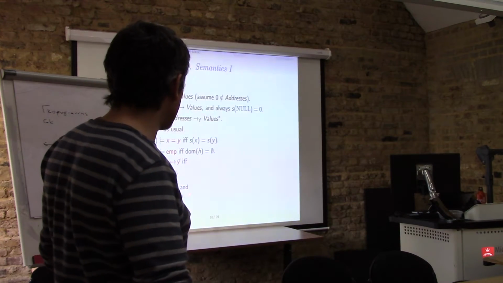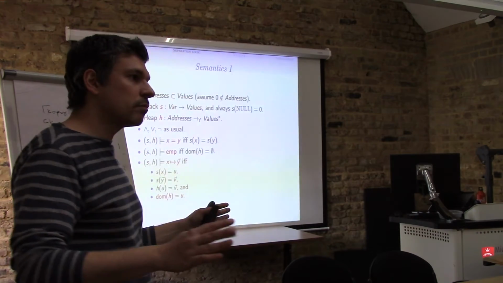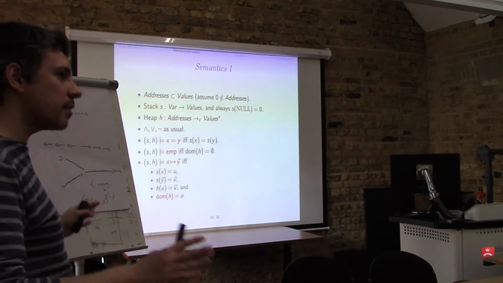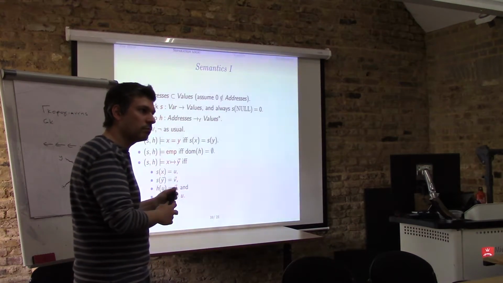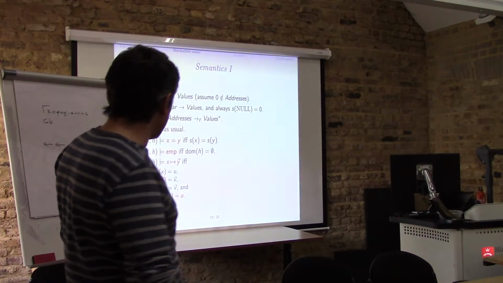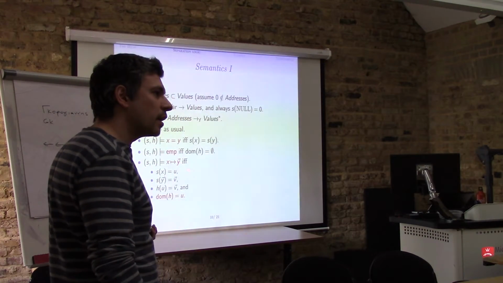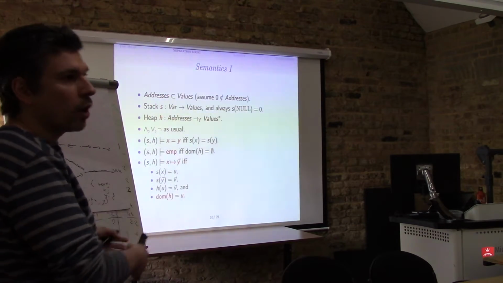So x points to y means our heap is a singleton. It doesn't allocate any other cell but this one. It's sort of not monotonic, if you like. It will only be true on heaps of size 1.